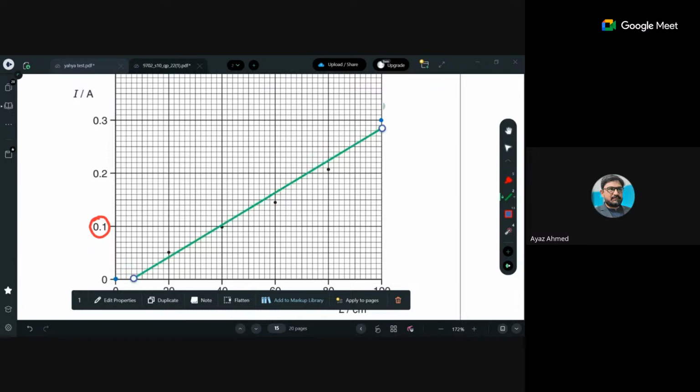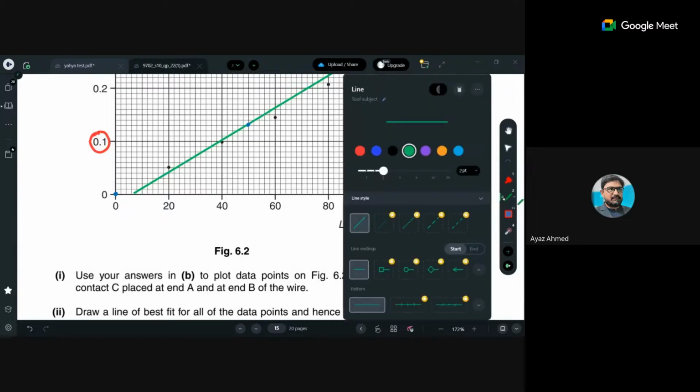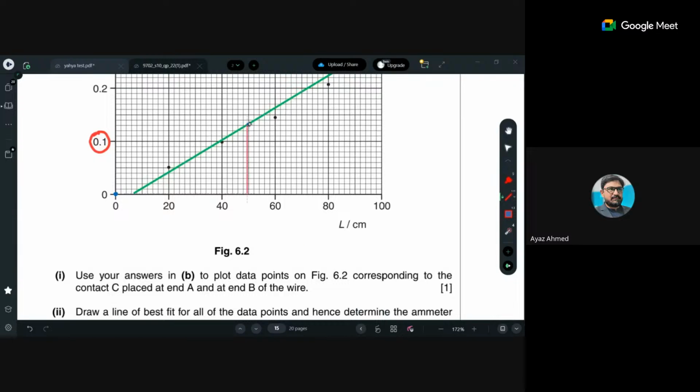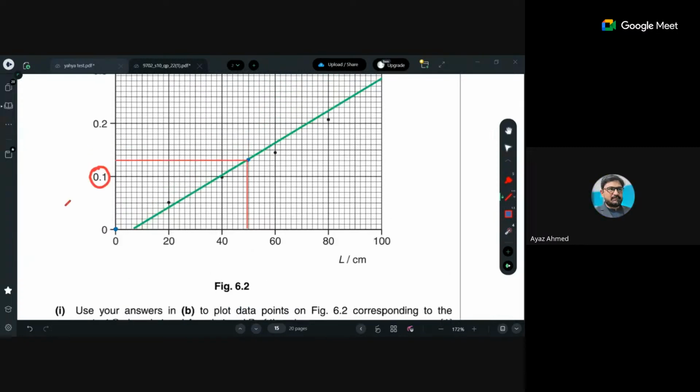Right? So from here we can figure it out that at 50 centimeter, when the length is 50 centimeter, this is the point, and what is the position of this point? Let me check that position from the graph. This is 50 centimeter, and at 50 centimeter, this is the position. So can you read that position? What do we have? 1.3.